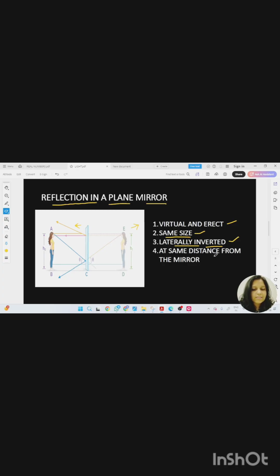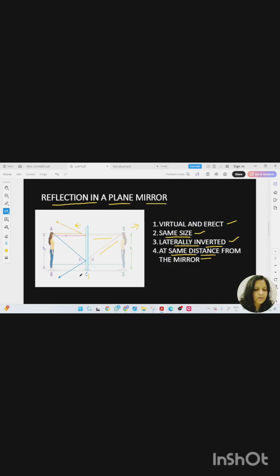The fourth characteristic is that the image is always going to be formed, or appear to be formed, because in the case of virtual images, the reflected rays don't actually meet at a point. They appear to meet. These dotted lines show that the image appears to be formed and is not exactly formed in reality, because real images are formed when the reflected rays actually meet at a point. But here the rays are not actually meeting at a point, and that is why these dotted lines are shown. So the image formed will always be at a similar distance from the mirror.